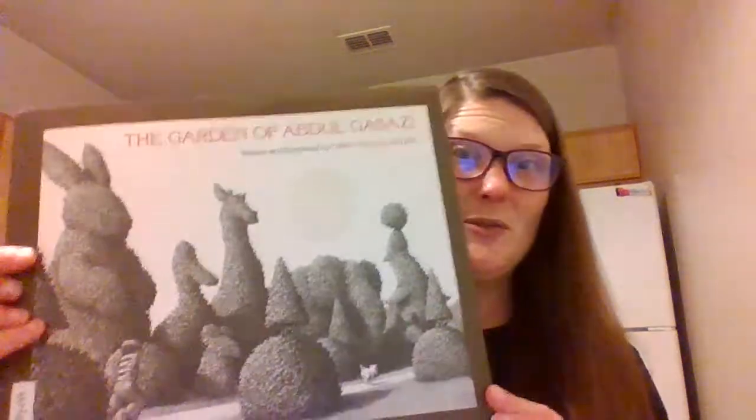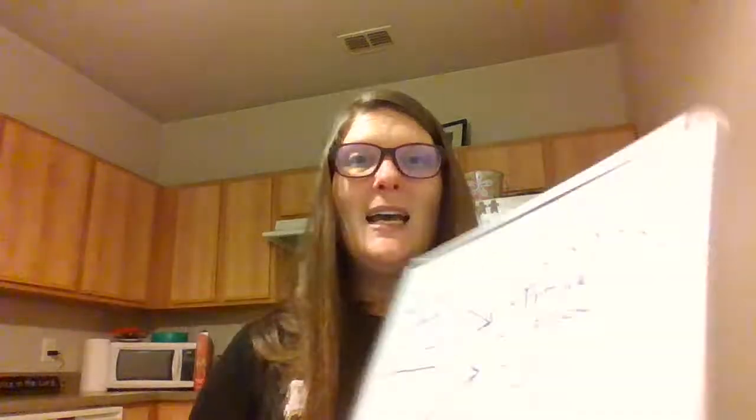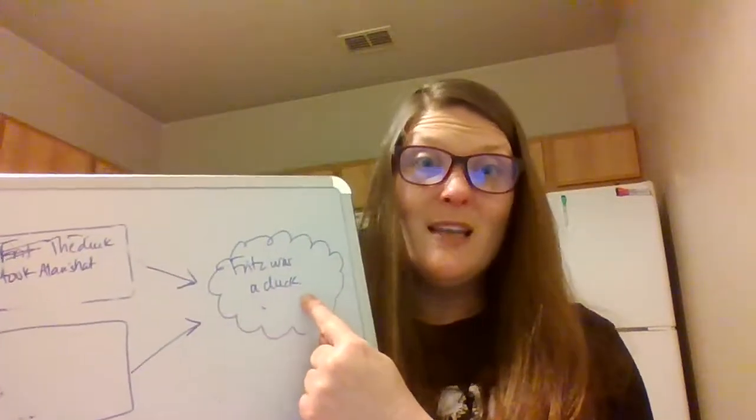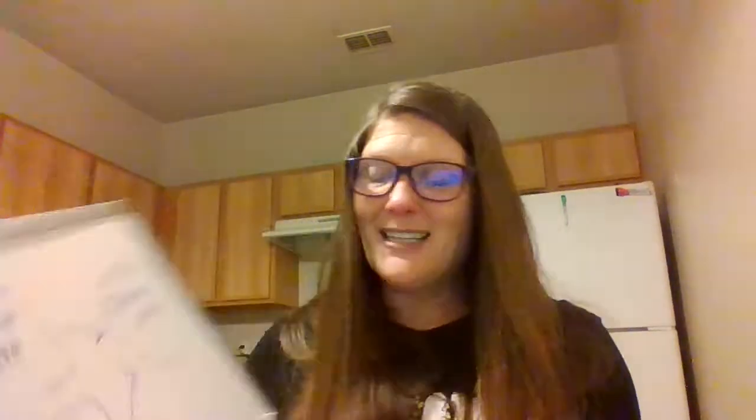Okay, so that's the end of the story, right? The Garden of Abdul Gasazi. I'm going to read that one again sometime. So I need to finish my conclusion cloud. I was thinking that Fritz was a duck. My first clue was that the duck took Alan's hat. And my second clue is that Fritz has Alan's hat.